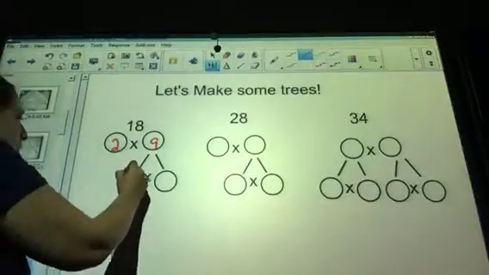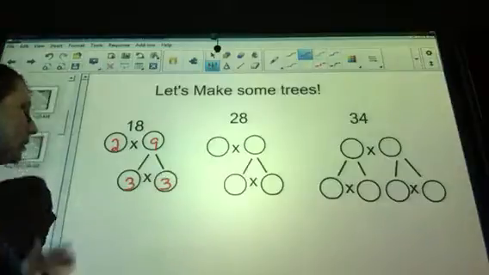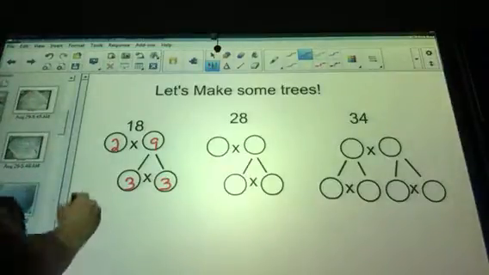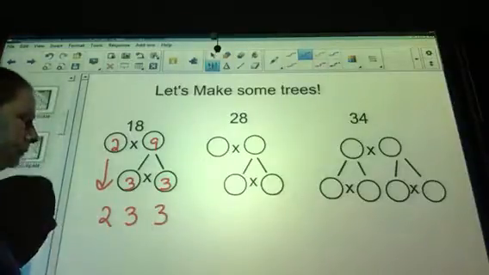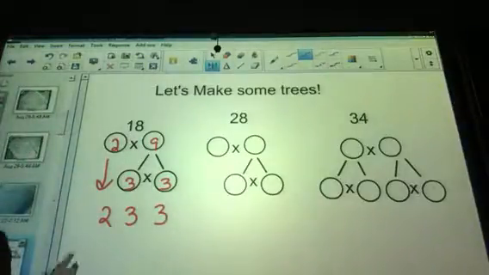Right, 3 times 3. And since 2 and 3 are prime numbers, we're done. I like to bring these numbers down and put them right here. And you'll understand why in a little bit when we do greatest common factor in our next lesson.